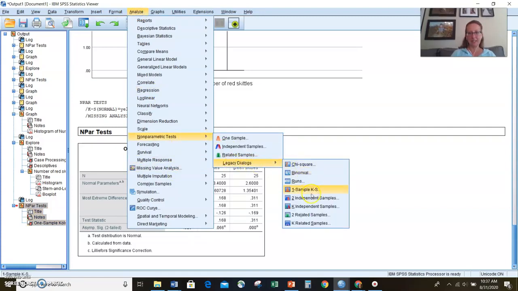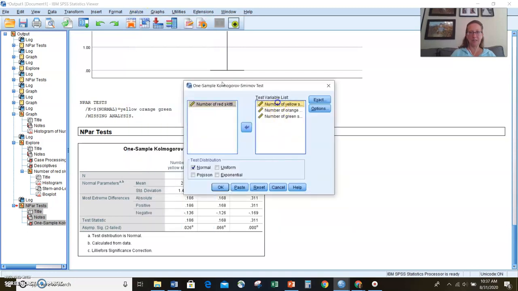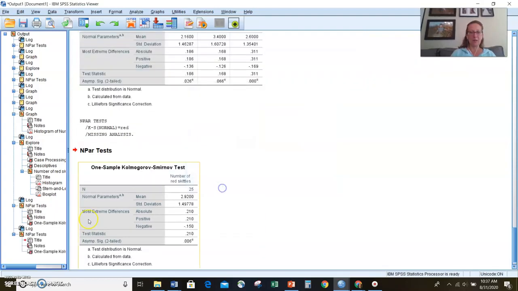Non-parametric, legacy dialogs, one sample KS. When you reset it, they all start out over here. Sorry. So I'm going to put that red Skittles back in. And we're going to take a look at what we got. There we go. There's our red Skittles. So it uses the mean and standard deviation to look at the extremes and come up with a test value to tell you, is it normal or not?